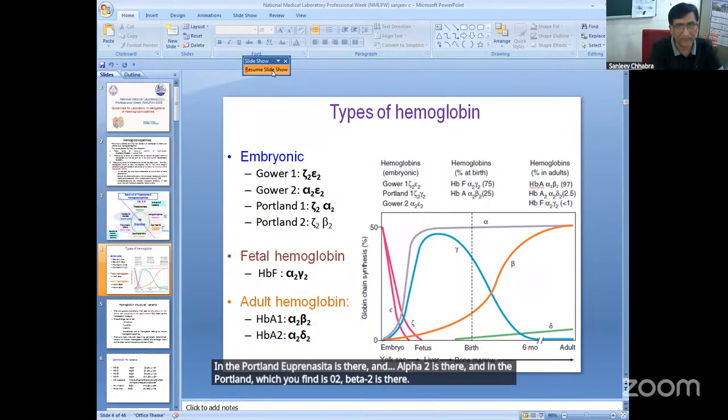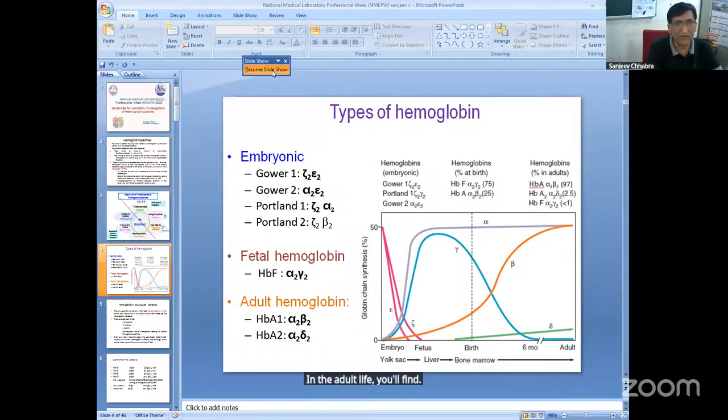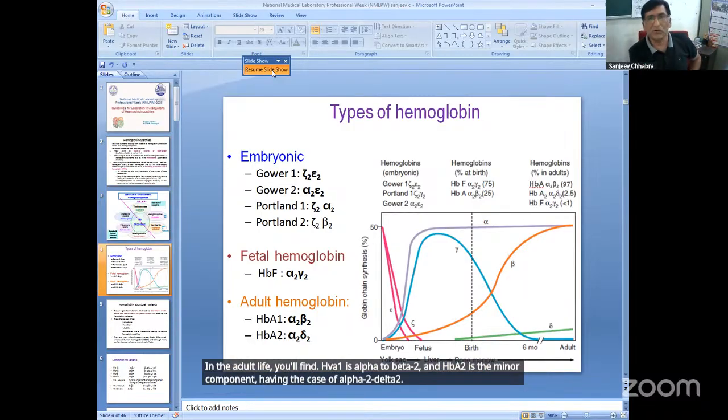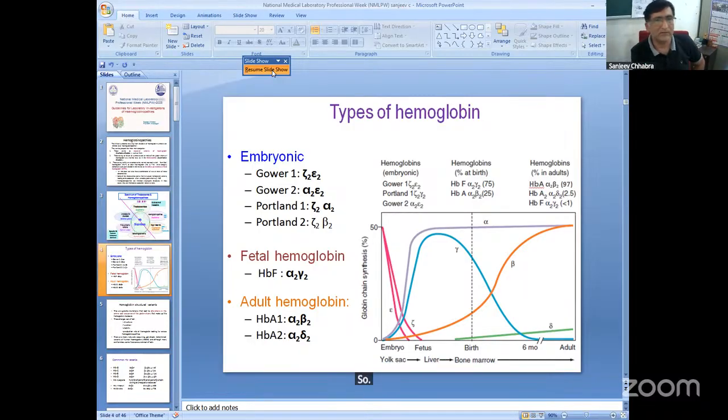In fetal life, the gamma chain is the prominent chain, and you will find alpha 2, gamma 2, that's your HbF. In adult life, you'll find HbA1 is alpha 2, beta 2, and HbA2 is the minor component having the chains alpha 2, delta 2. At birth, the HbF mean value is 75%, and HbA is 25%.